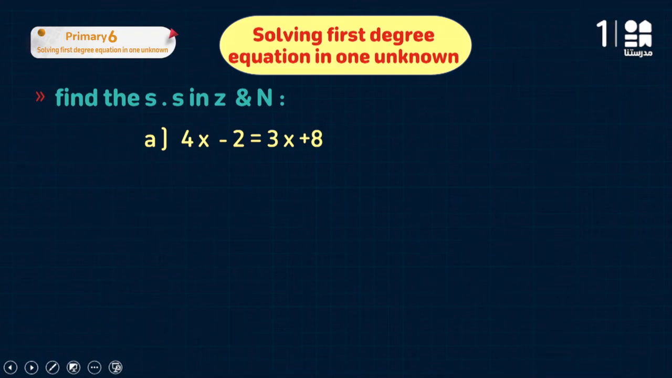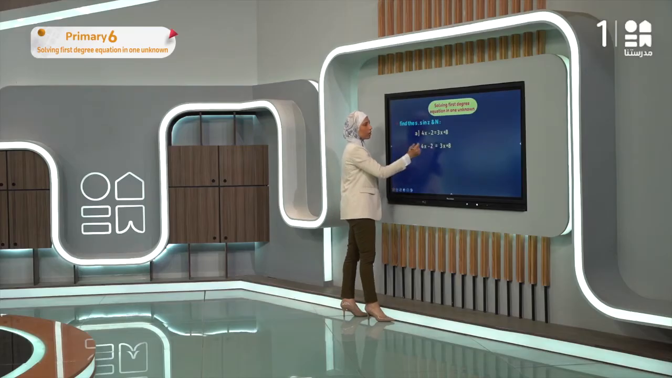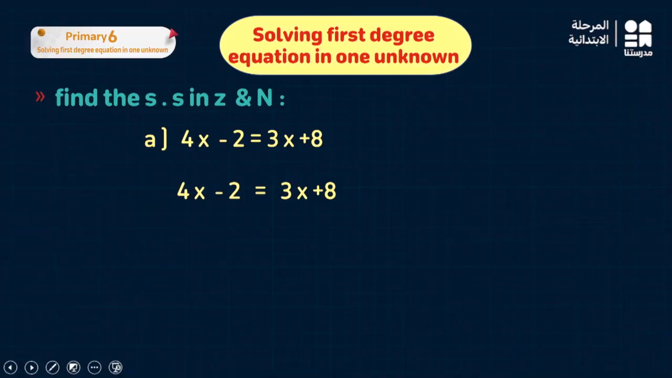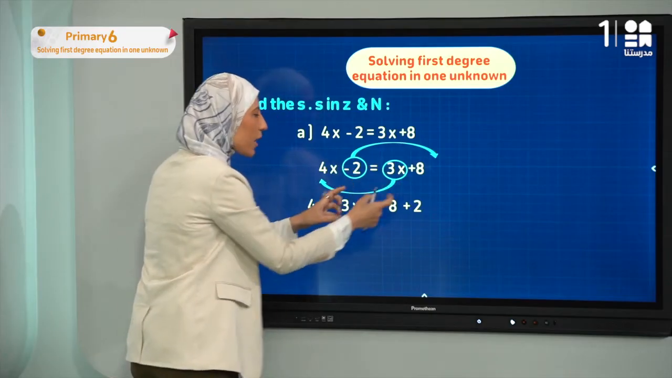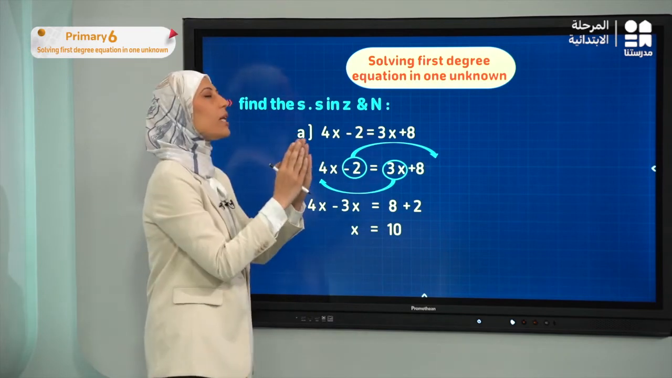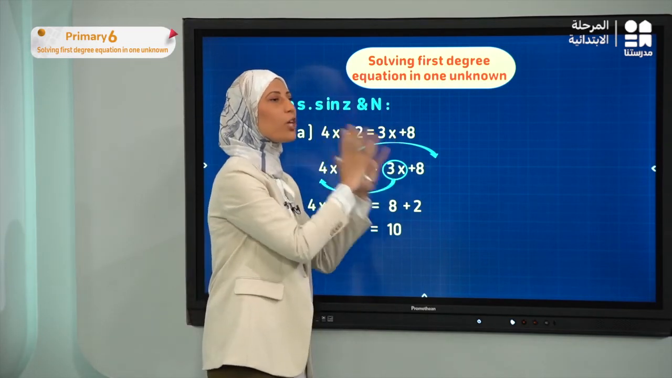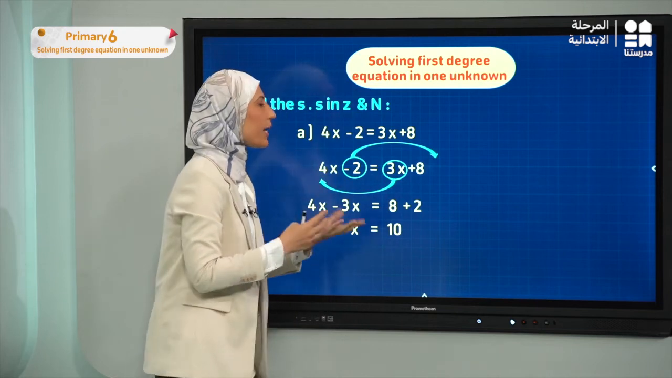And here the 3x is a positive 3x. So when you put it on the other side, you will make 3x go to the other side with the opposite sign. Okay, so you will have 4x minus 2 equal 4x. I will take the negative 2 and put it on the other side, the second side, and take the 3x and move it to the first side. All I want to do is make the x's on one side and the numbers on another side. And I will solve this.